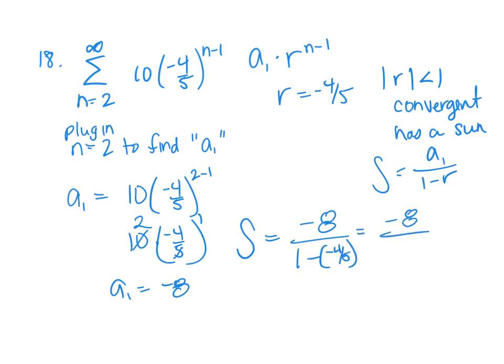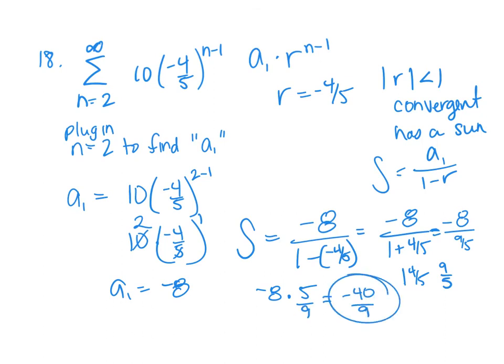And so that's negative 8 over 1 plus 4/5, because when we subtract a negative, we add. And so that becomes 1 and 4/5. Let's make that a mixed number. 5 times 1 plus 4 is 9/5. So we have negative 8 over 9/5. And now we're going to multiply by the reciprocal. Negative 8 times 5/9, which is negative 40/9. And we can leave it as that fraction. And that's our final answer. If we wanted to get a decimal approximation, we get negative 4.44.